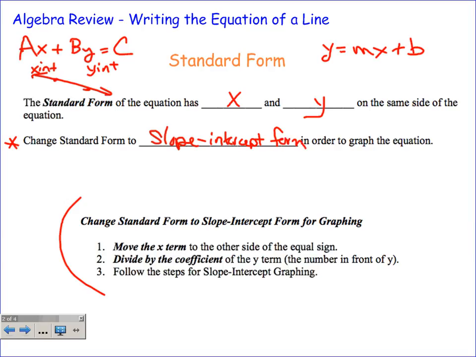In order to graph the equation. So we're going to change standard form into slope-intercept form in order to solve the equation. The method is below. There's 3 steps for it.